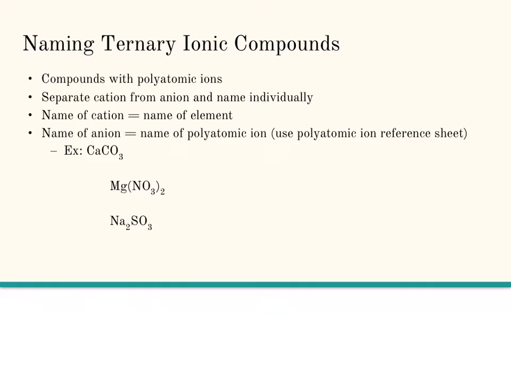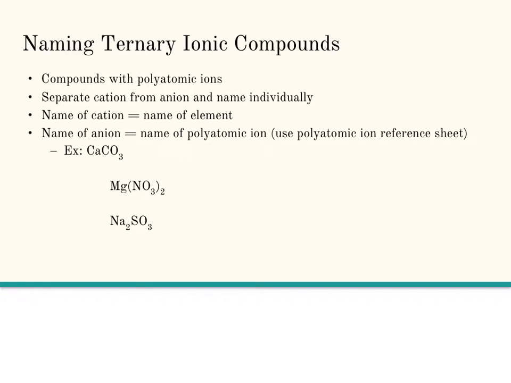There is also what are known as ternary ionic compounds, and ternary ionic compounds are compounds with polyatomic ions. Remember we have that polyatomic ion reference sheet, so when we name them, we're going to want to have access to that sheet. When we name ternary ionic compounds, we once again separate the cation from the anion and name them individually. These are actually easier to name because we name the cation the same way as the name of the element, but then for the anion, we're just naming it whatever the name of the polyatomic ion is, and that's listed on that reference sheet, so we don't have to worry about changing the ending at all.